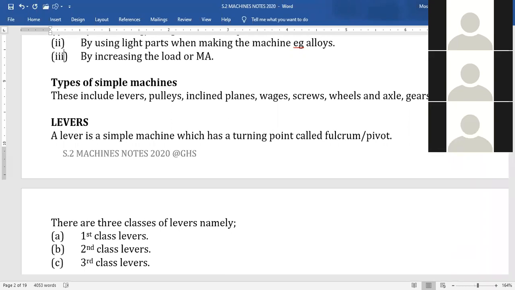Okay. Types of simple machines. These include levers, pulleys, inclined planes, wedges, screws, wheels, and gears.